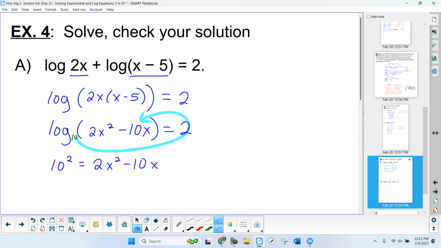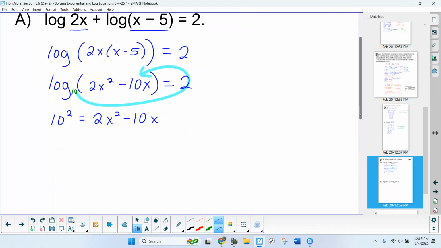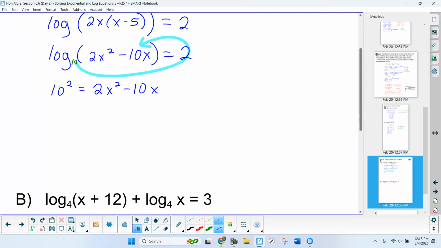Now it's quadratic. It's not linear anymore, so we can't do easy math. We've got to do a little more work. We're going to either do quadratic formula, complete the square, or factor. All right, so 10 squared is what? 100. So let's move this 100 over. How would you move this 100 over here? Minus 100. And when you do, what do you get? 2x squared minus 10x minus 100.